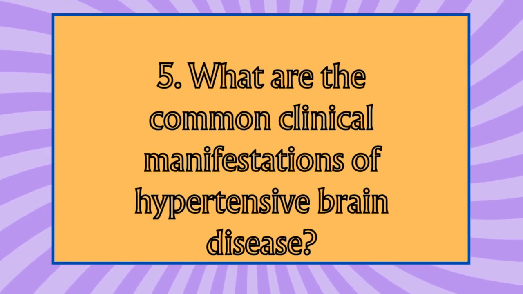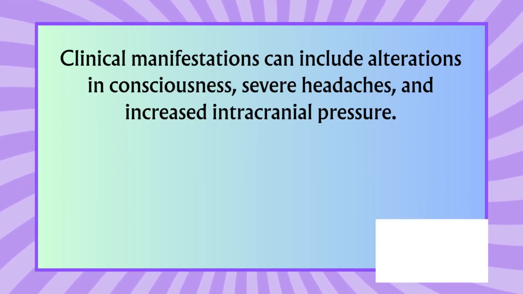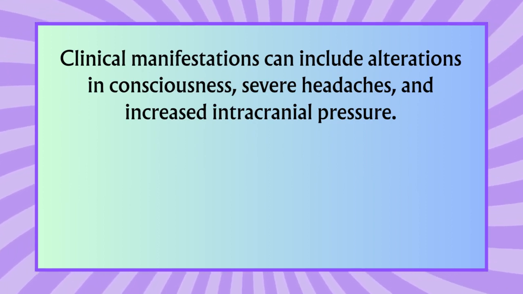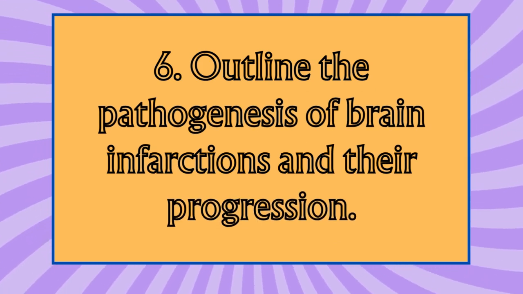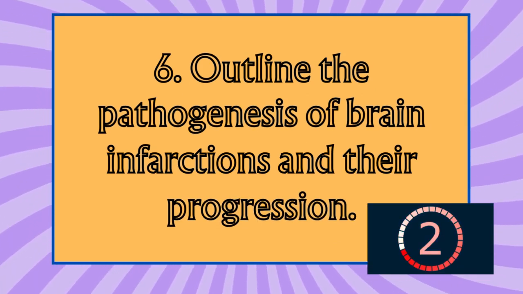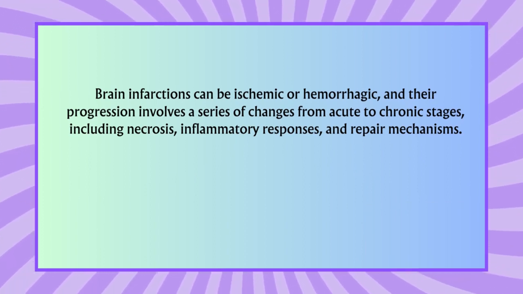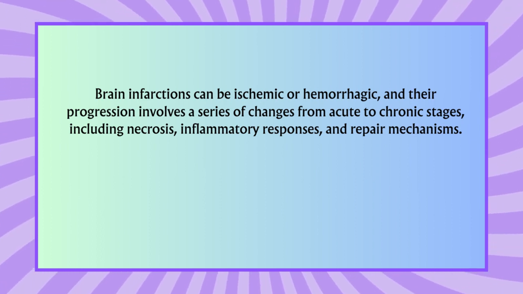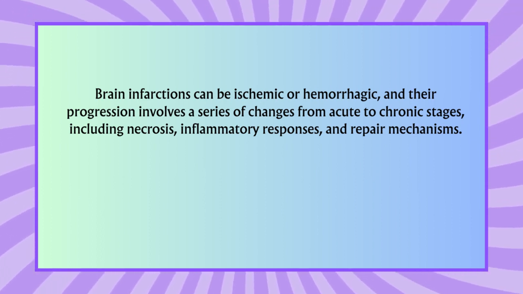5. What are the common clinical manifestations of hypertensive brain disease? Clinical manifestations can include alterations in consciousness, severe headaches, and increased intracranial pressure. 6. Outline the pathogenesis of brain infarctions and their progression. Brain infarctions can be ischemic or hemorrhagic, and their progression involves a series of changes from acute to chronic stages, including necrosis, inflammatory responses, and repair mechanisms.